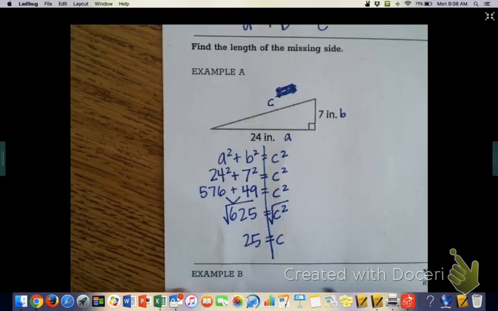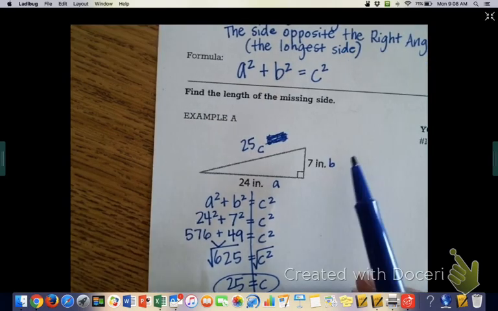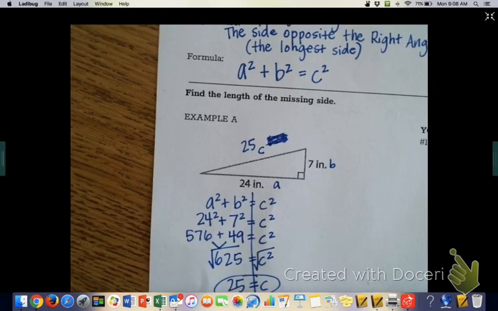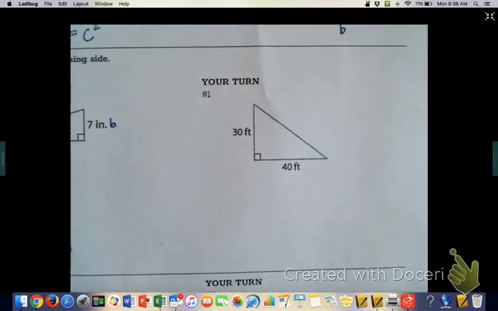So the c, or the hypotenuse side, would measure 25, and that's a lot more reasonable to have a side that's 7, 24, and 25. All right. Go ahead and push the video, pause if you would like, and try the your turn on your own, and then come back on and check it and make sure you've done it correctly.